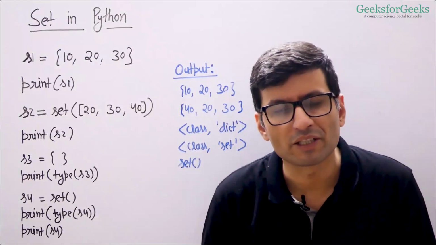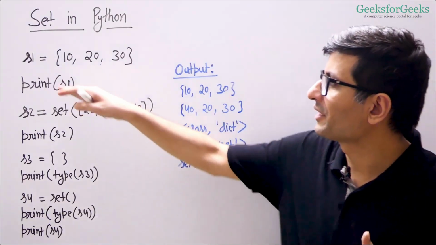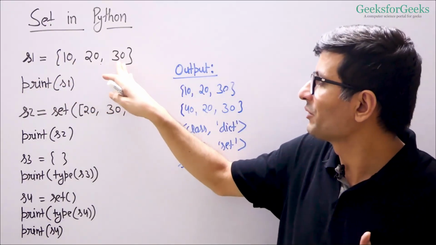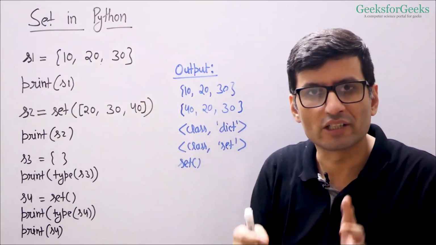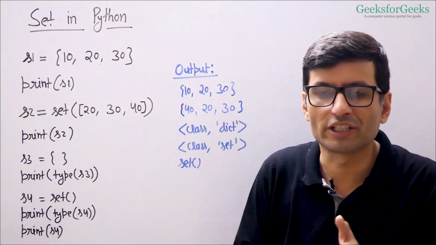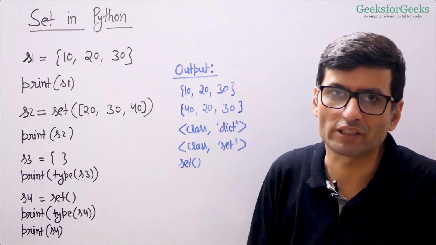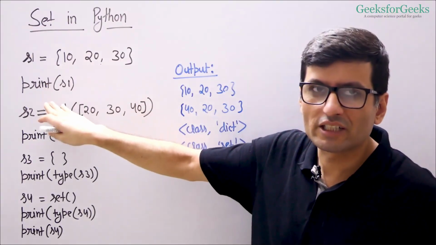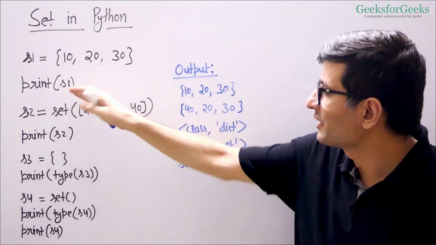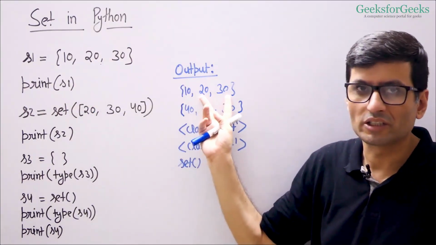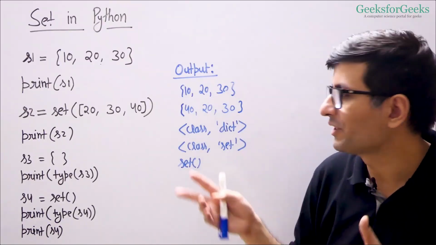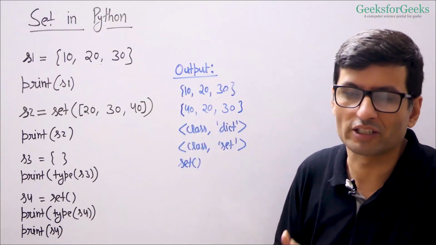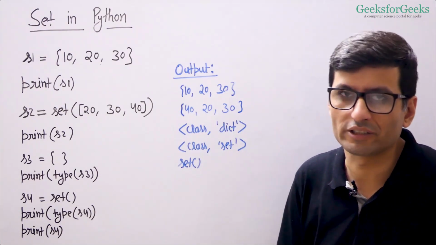Here is our first Python program on set. We have created set S1 with values 10, 20, 30. Please note that I have used curly braces here. When you create a list, you use square brackets. When you create a tuple, you use normal small brackets. But for set, we use curly braces. After creating the set, I have printed the set. When I print the set, I get these values 10, 20, 30. But please note that the order in which you get this output is not predefined. You may get the items in a different order as well, like 30, 20, 10 or 20, 10, 30.